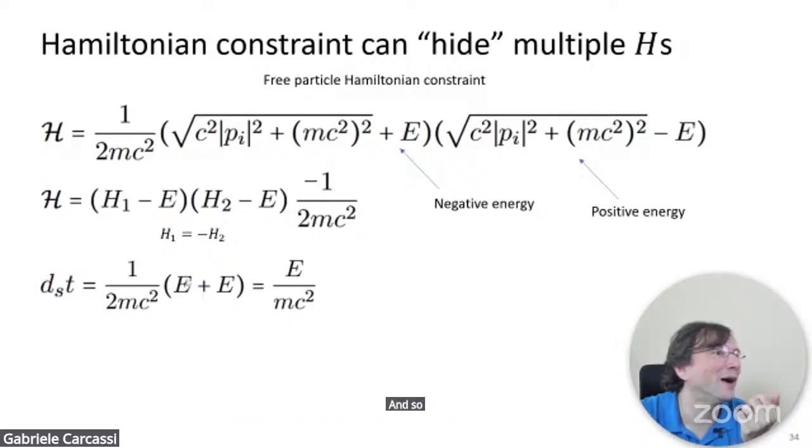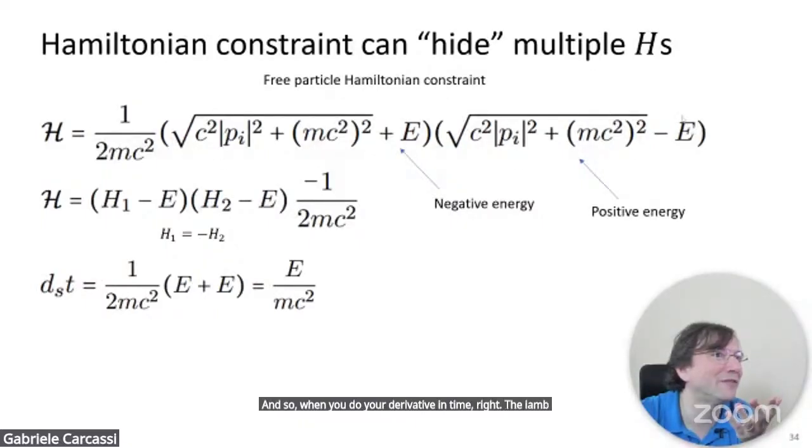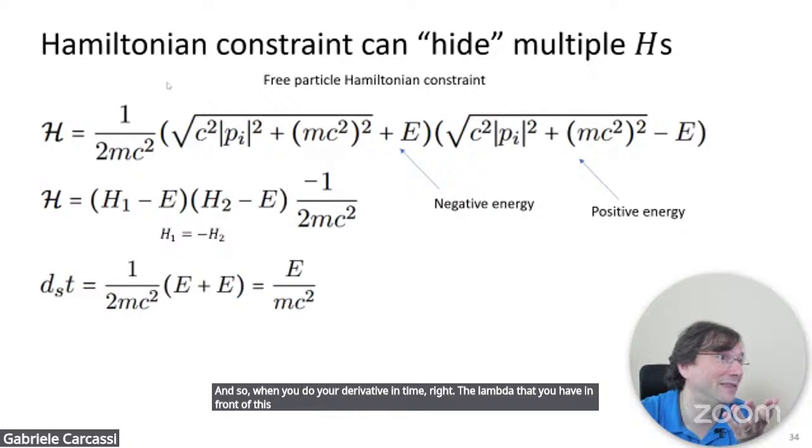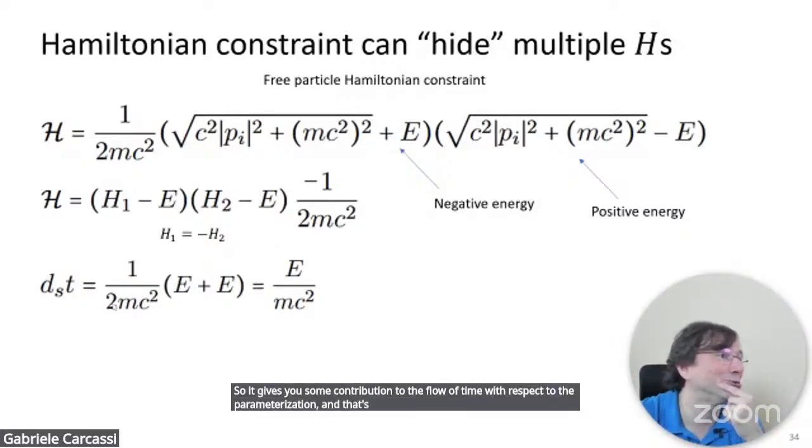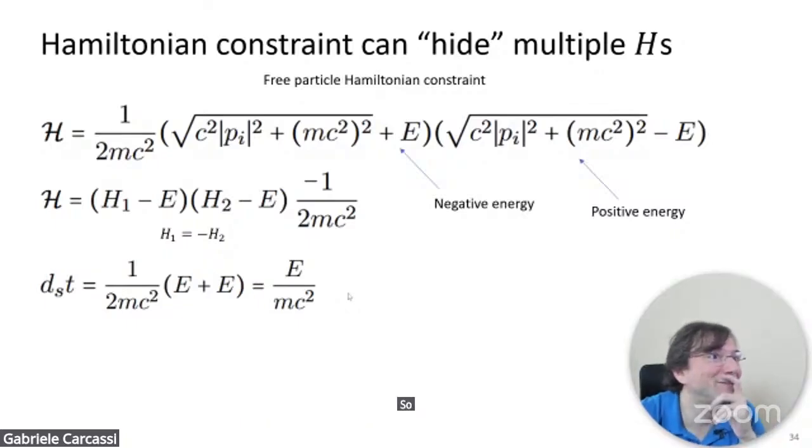And so when you do your derivative in time, right, the lambda that you have in front of this is no longer independent of E. It is dependent on E. So it gives you some contribution to the flow of time with respect to the parametrization. And that's how you get this 2 to disappear. Otherwise, you wouldn't get it. So it's interesting to me how all these pieces work.